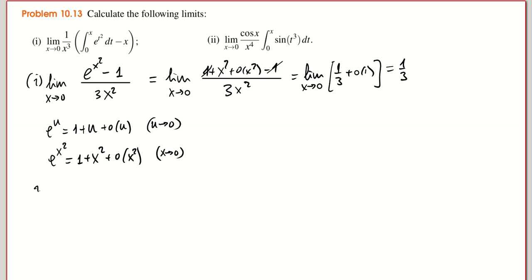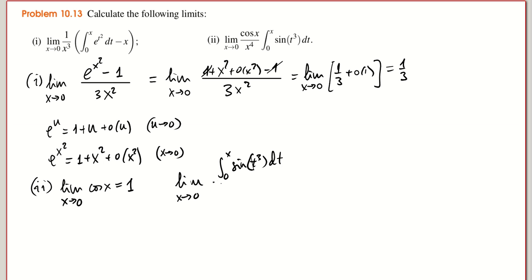Now the second one. Before we get into matter, you can see here that you have a cosine, right? And the cosine makes no problem, because the limit of the cosine when x goes to 0 is just 1. So we can just factorize it, and the limit we want to calculate is the limit when x goes to 0 of the integral from 0 to x of the sine of t cubed dt, right, over x squared.